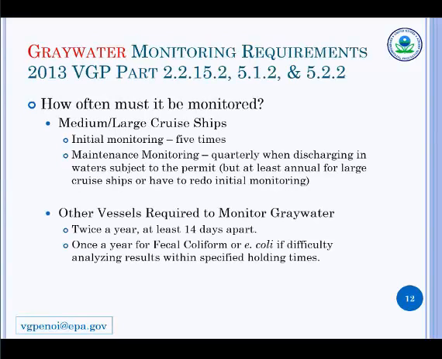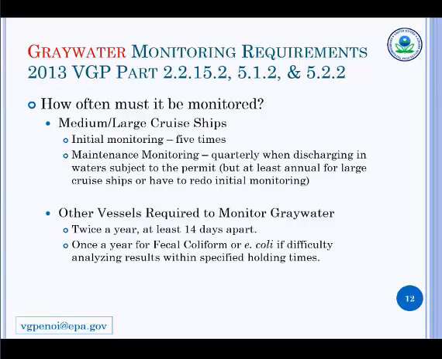For cruise ships, vessels must perform initial monitoring 5 times over a 30-day period, and then must perform quarterly monitoring thereafter when discharging in water subject to the permit. Large cruise ships must perform annual monitoring even if they don't discharge in U.S. waters once a year, or else they'll have to reconduct initial monitoring when they return.